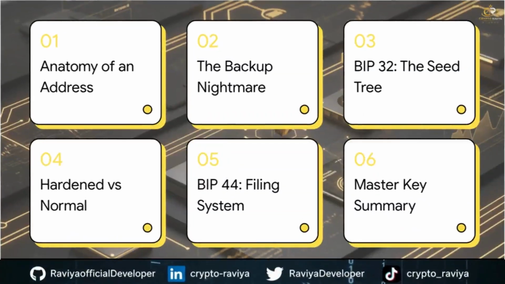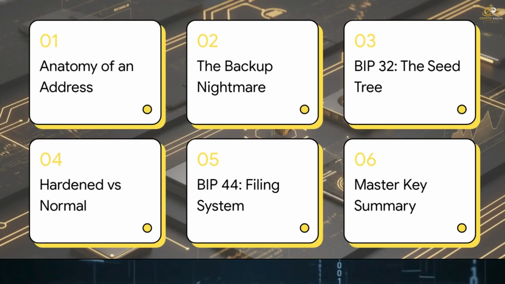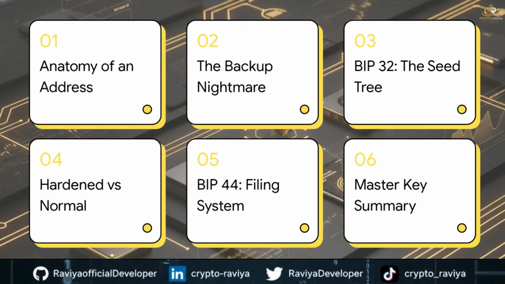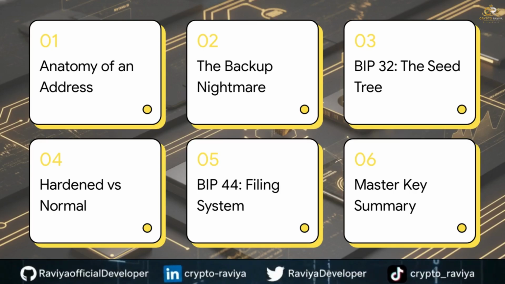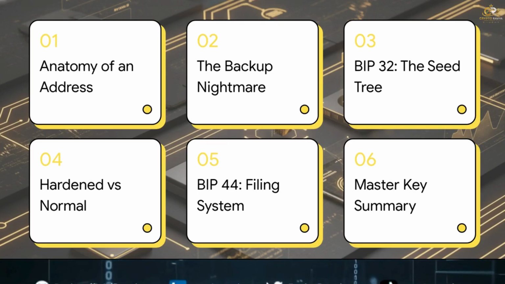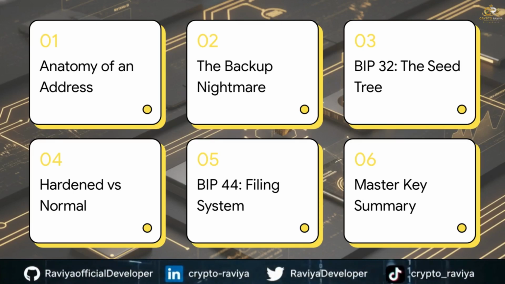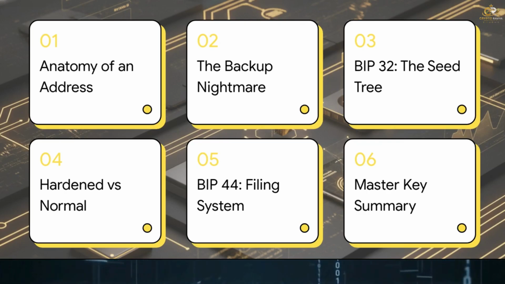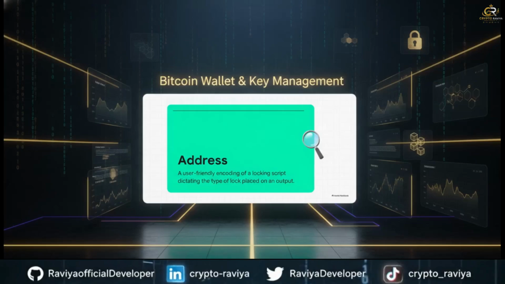So here's our roadmap for today. We'll start with the anatomy of an address, then look at the absolute backup nightmare of the early days. From there, we'll break down BIP-32 and the seed tree, contrast hardened versus normal derivation, explore the BIP-44 filing system, and wrap it all up with a master key summary. Let's get to it. All right, section 1, the anatomy of an address.